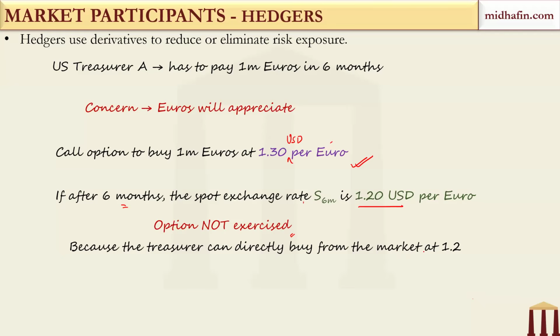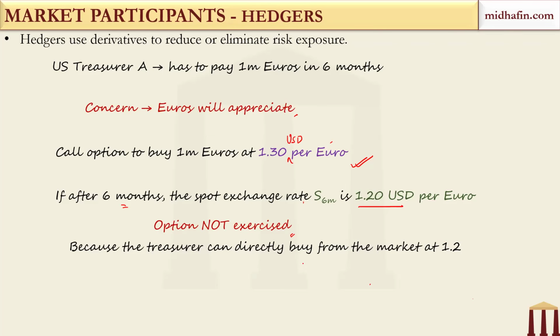This is something the candidates always ask: what is the point of hedging then? The point of hedging is that the US treasurer was not able to predict. The perception was that the euro will appreciate, and based on the perception and the data that they had, they tried to hedge. It's like an insurance, absolutely. So from a risk management perspective, it's still a good decision.